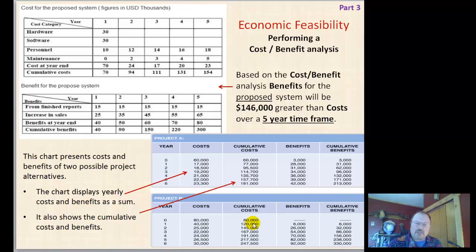Now take a look at the numbers, and I hope that makes sense. But we are comparing two projects, different costs, different benefits. What's the cumulative cost versus the cumulative benefits, and is it worth the money?